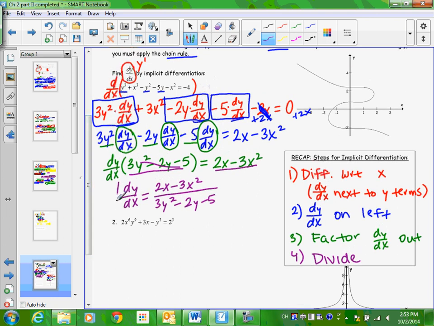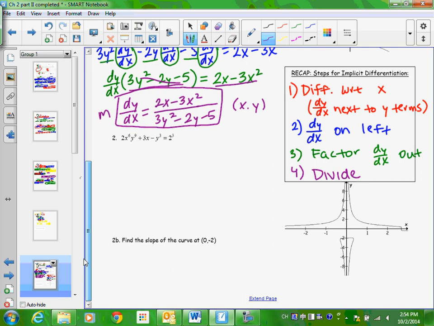By the way, before I move on to the second example, I do want to just point out that what we found here is the slope function. If I knew a particular x and y, like on this graph, I could plug it in here, and then that would tell me the slope at that point, just like how derivative has meant this whole time. All right? So let's look at the second example here.